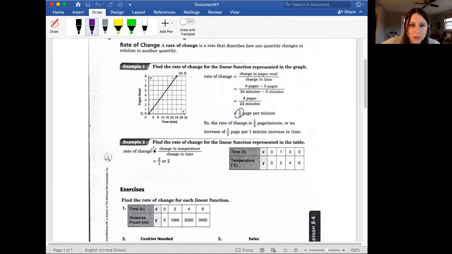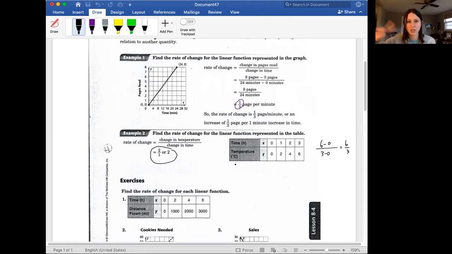If I were to look for the rate of change in the temperature, first of all, we have to decide what's our X, what's our Y. Thankfully this is labeled for us. This is X, this is Y, which means Y is the vertical change. That means we're going to find the difference in Y. So it'd be 6 minus 0 over 3 minus 0. When we simplify that, that's 6 over 3 or 2 over 1, or you could write it as 2. So for every 1 hour, the temperature goes up 2 degrees Celsius. That's the rate of change of time and temperature, how they change.